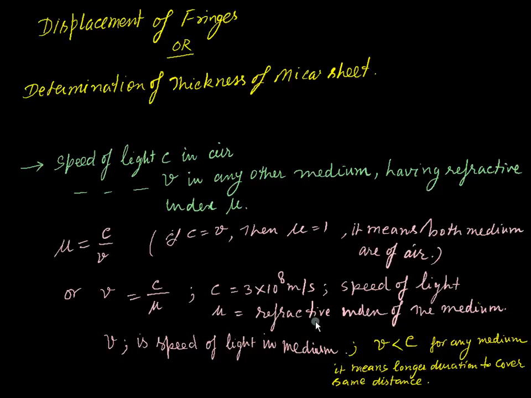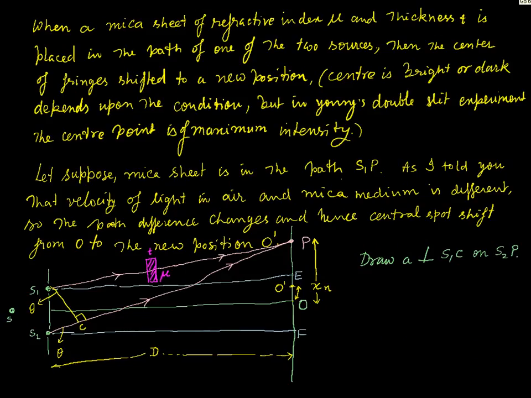Here the point is that the mu which we have considered is of a transparent medium. So v is the speed of light in any medium, and v will be less as compared to c, the speed of light in air. It means longer duration to cover the same distance. This is c, the speed of light, and you are dividing it by mu. Mu may be of water, mu may be of glass or mica sheet, whatever. So obviously, this is the first point of this topic.